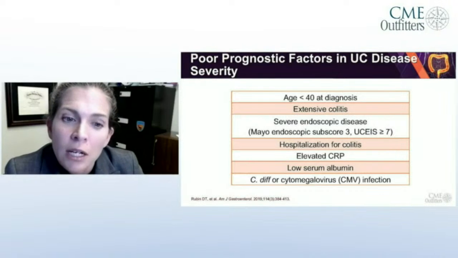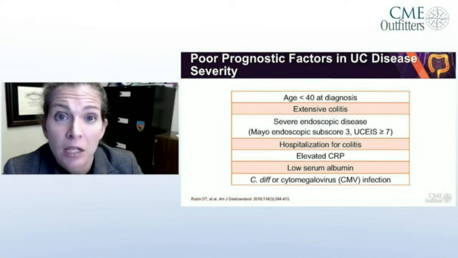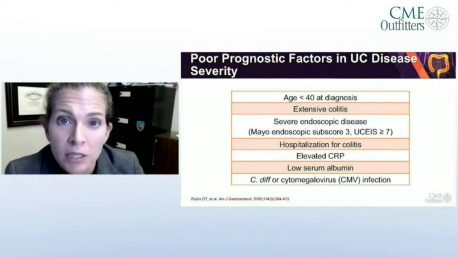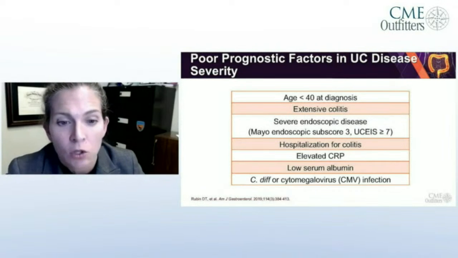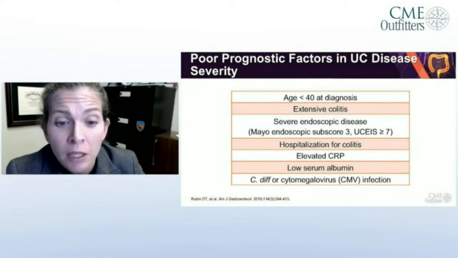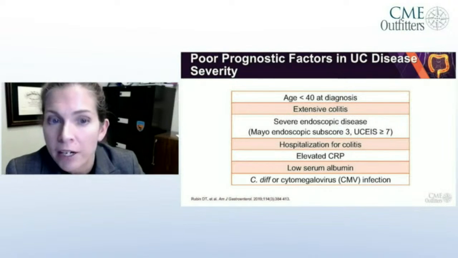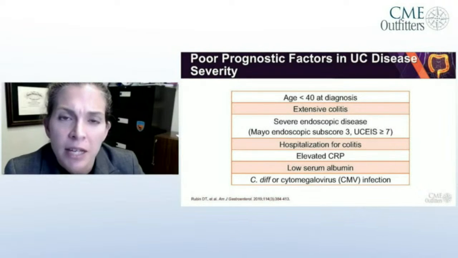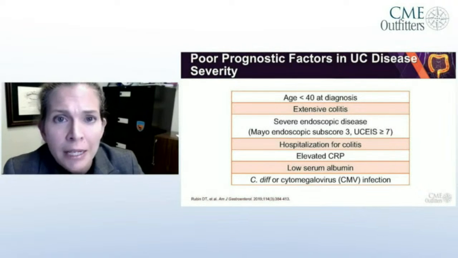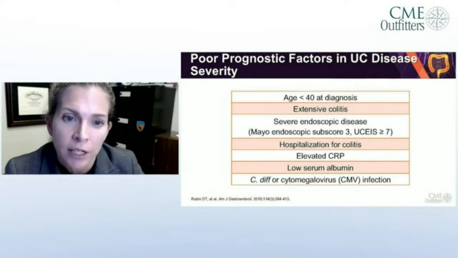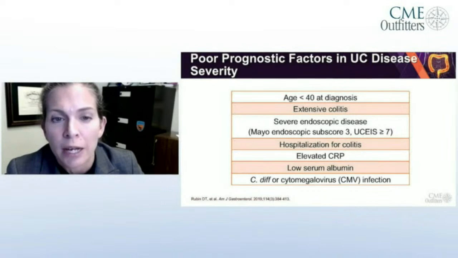So young patients, patients with extensive colitis, meaning pancolitis rather than just left-sided disease or proctitis, a more severe endoscopic score, so a Mayo score of 3, where you're really seeing spontaneous hemorrhage when you stick the scope in. If they're hospitalized, if they have an elevated CRP, a low albumin, or certainly co-infection with C. diff or cytomegalovirus. And I do want to emphasize that oftentimes that infection, while certainly there and you want to treat it, is really a marker of a very sick colon, and you have to treat not only the infection, but also the inflammation from the ulcerative colitis as well.